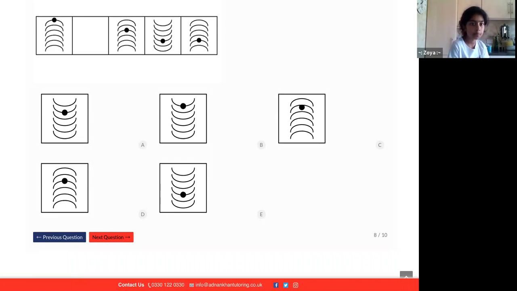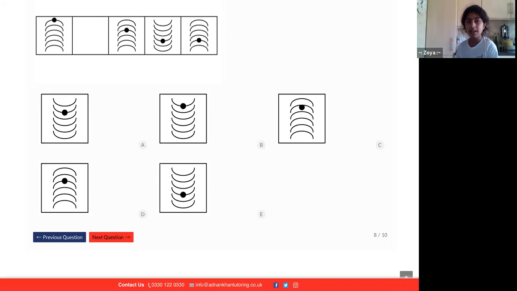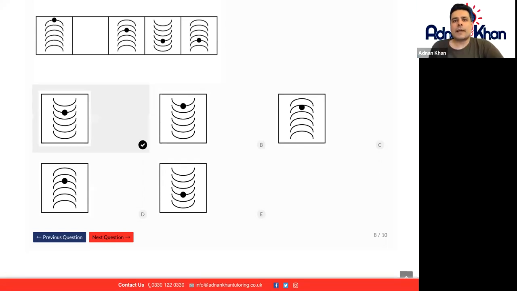So it's A. Okay, and tell us why. Because the black dot moves down 1 arc at a time, and the arches switch sides. Okay, so let's check if that's right. The black dot goes down by 1 arc each time. So the black dot is on the 3rd arc, now it goes on the 4th arc. Is that what you mean? And here 1, 2, 3, 4, 5, the black dot goes on the 5th arc. So that makes sense. You're absolutely right.